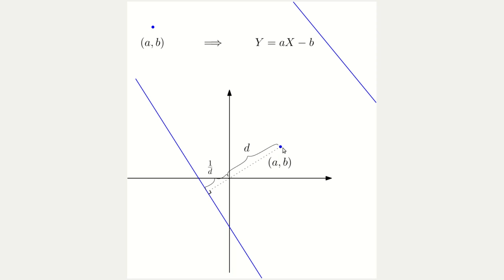Assume you have a point (a, b), which has distance d from the origin. Connect it to the origin and extend this line up to 1 over d distance from the origin. So this distance would be the inverse of this other distance. Now the dual of point (a, b) is defined to be the line that is perpendicular to this line segment at this point.